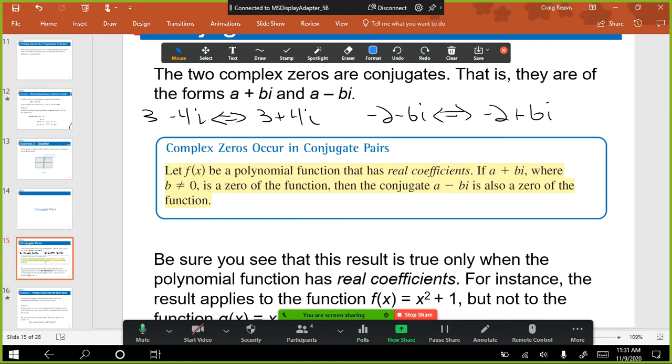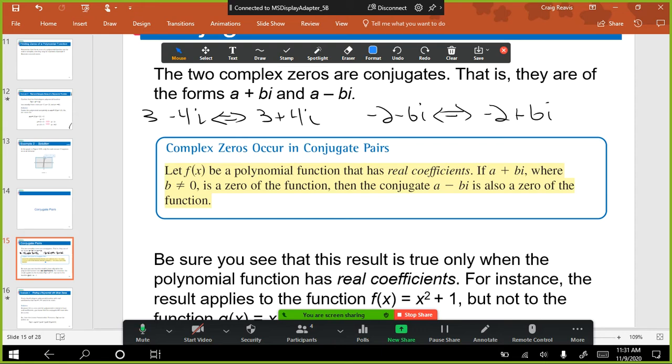That's what we're doing on all of these. All right. There's no imaginary parts to the polynomial. If a plus bi, where b is not equal to 0, is a 0 of the function, then the conjugate is also a 0 of the function.